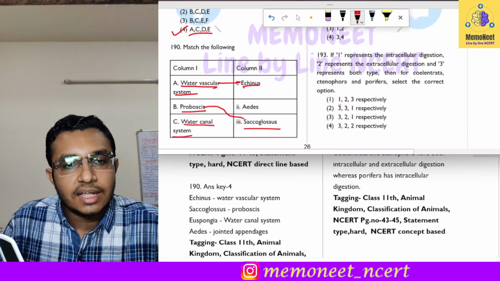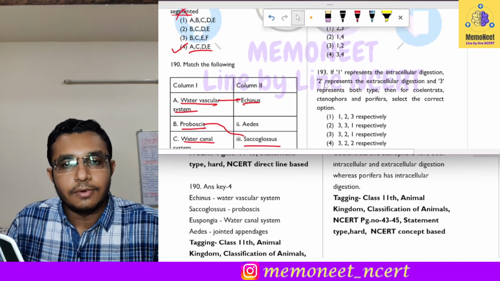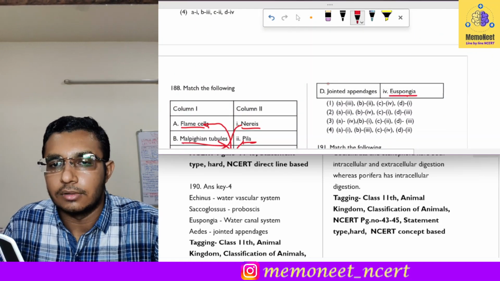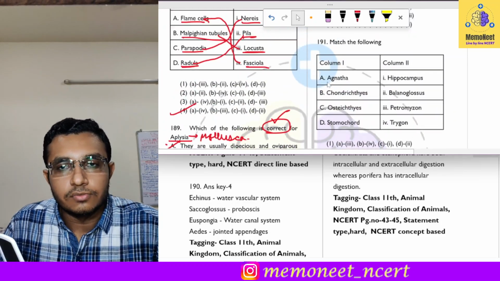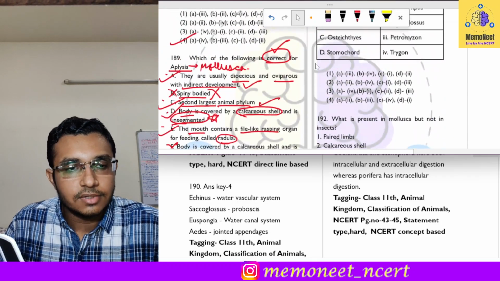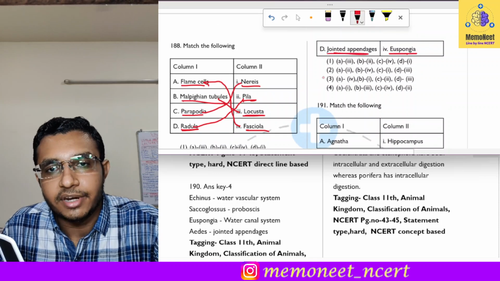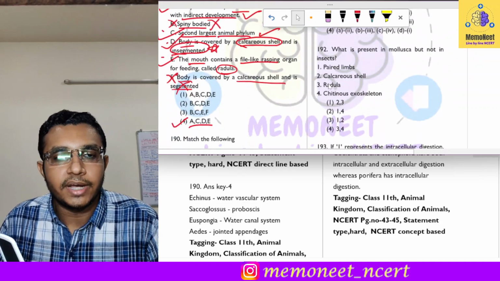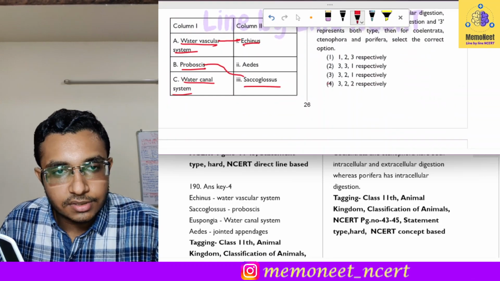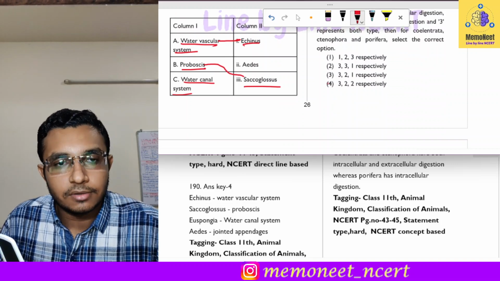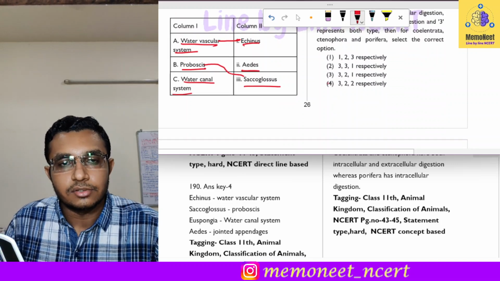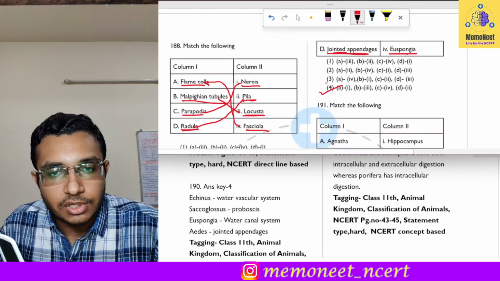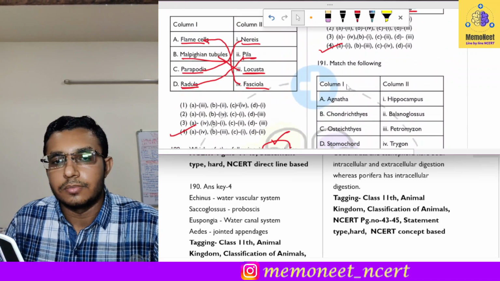Next is water canal system. The water canal system is found in the phylum Porifera, and an example of phylum Porifera is Euspongia. So C goes with 4. The next one is option D, that is jointed appendages. Now jointed appendages is the characteristic of which phylum? It is the characteristic of phylum Arthropoda, and an example of phylum Arthropoda is Aedes. So D goes with 2. So which is the correct option showing the correct matching? It is option 4. So the correct answer of this question is option 4.